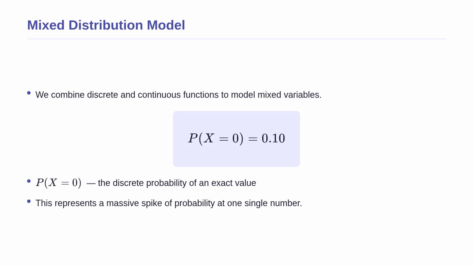To represent a mixed random variable mathematically, we must combine our approaches. We cannot use just a continuous density function because there might be a massive spike of probability at one specific number. For instance, in our upcoming salary example, the equation on screen represents the discrete part of our mixed random variable. The probability that x equals 0 is exactly 0.10. We state this as a discrete mass because the area of a single point in an integral is 0. This handles the exact values perfectly.